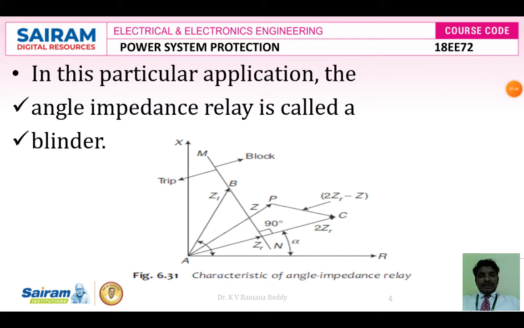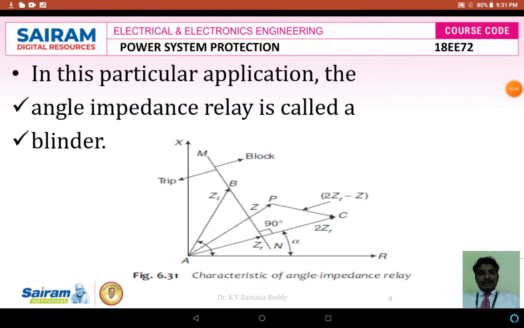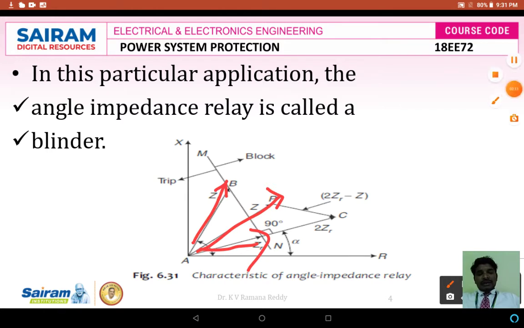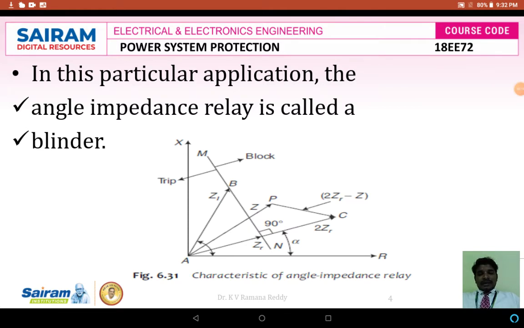That means the operating characteristics of this angle impedance relay, as Z1, Z and ZR are the operating characteristics. The operating characteristics on the left side of that MN line, perpendicular to the line MN, form the operating region of this angle impedance relay. Then the relay will sense that signal and give the trip signal to the circuit breaker. If the characteristics are above this MN line, then the relay acts as a blocking region and acts as a backup protection.